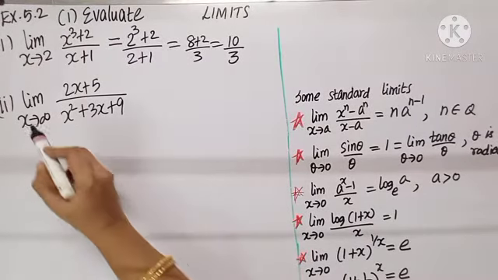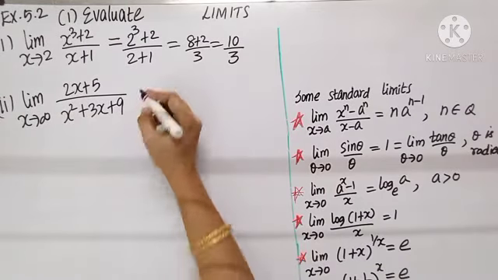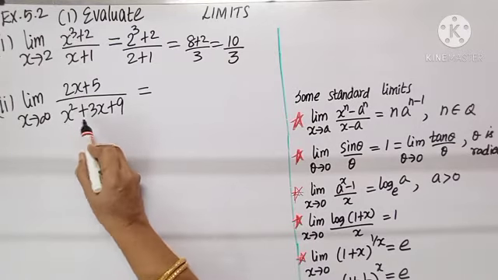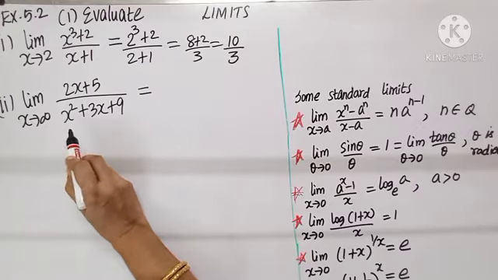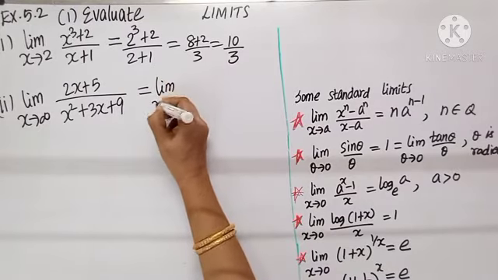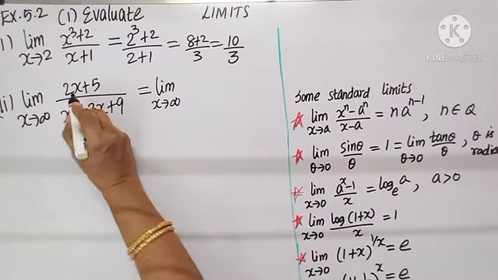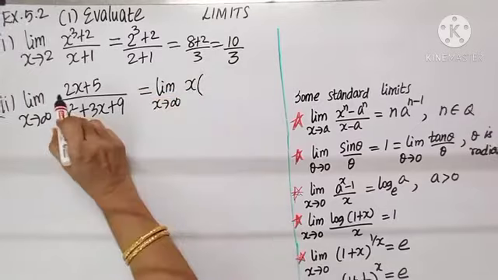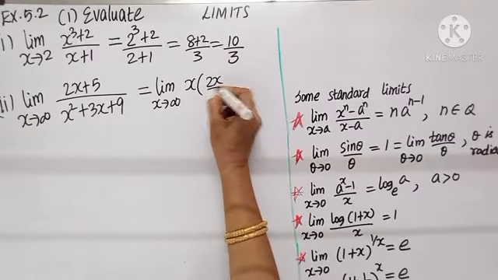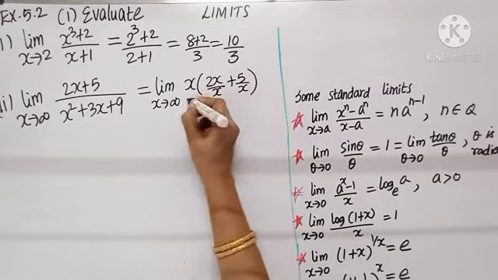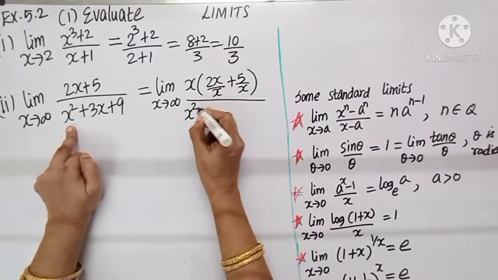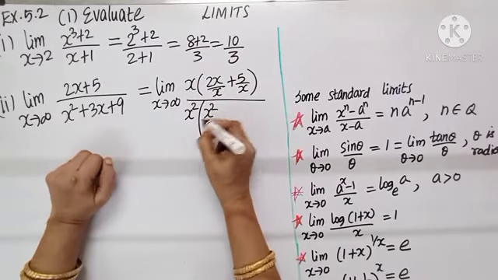When you have limit x tends to infinity, take x out. Down we have x squared to be higher degree. Take x squared out. So remember the trick: whenever limit x tends to infinity is coming, take highest power of x out. So here x is highest. Take it out. What do you mean by taking a number out? Divide everything. So if I take x out, it is 2x by x plus 5 by x. Same way, the denominator x square is the higher degree. So take x square out. Every term divide by x square.